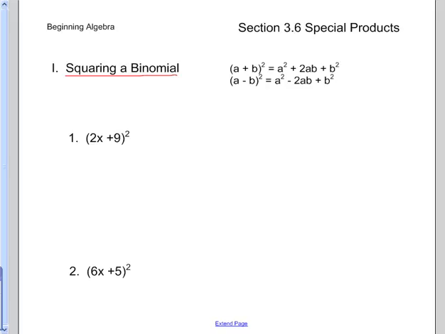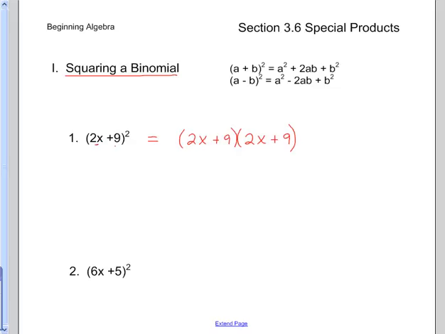If you have a binomial that is squared, like my first problem here, 2x plus 9 squared, this does not mean that you just square the terms individually. When you square something, this actually means that you multiply it by itself. So this would be 2x plus 9 times 2x plus 9. So if you see a binomial squared, this is what it means: you're multiplying that binomial times itself. And so then we could just do the full method like we did in section 3.5.